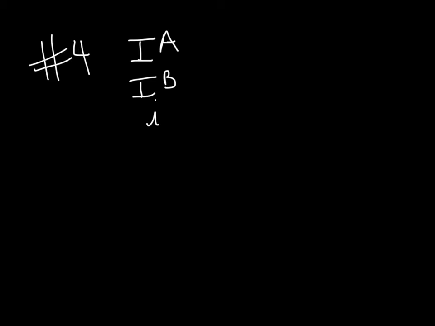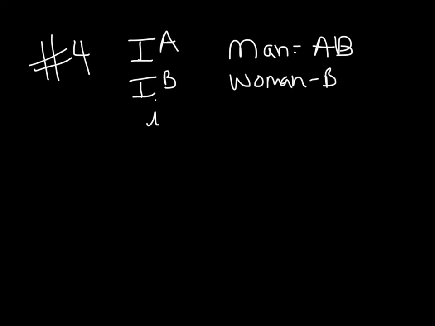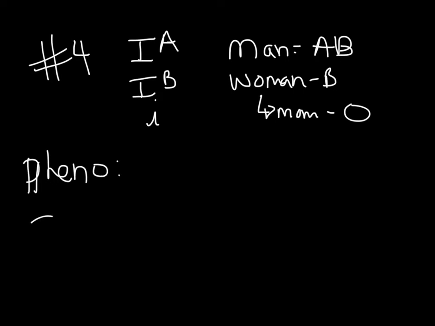Blood type is also codominant, so what that means is that if you have the IA and the IB, you see both of them at the same time. So this problem says a man with blood type AB marries a woman with type B blood, and her mother has type O blood. What's the expected phenotypic and genotypic ratios of their children? Okay, so the man is AB, there's only one option for that.